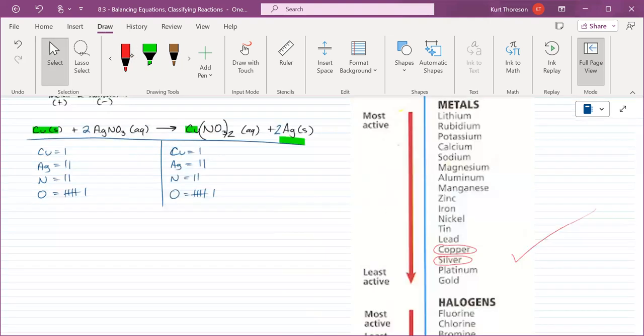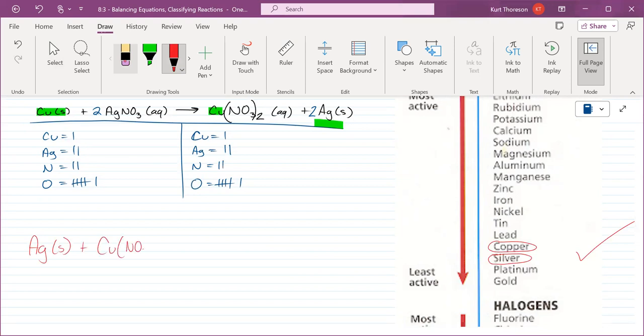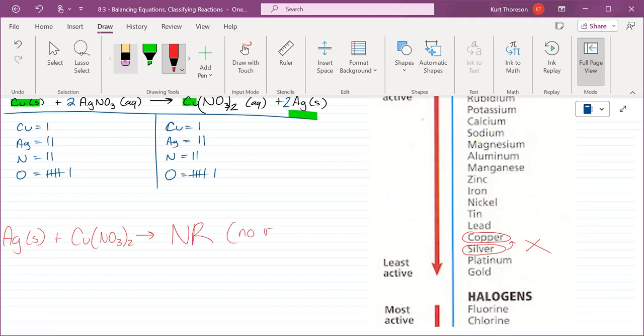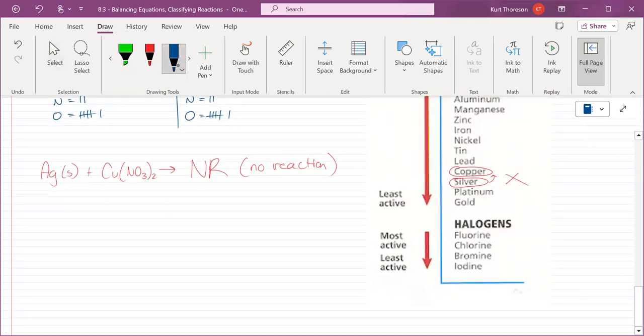But what if I had this reaction instead? Look at this. I have silver all by itself. I have copper nitrate. Is silver able to replace copper? Well, if I look at my list, silver is below copper, so that won't work. And so you will write NR for no reaction. Okay? So there's a few examples I like to do here. Let's hash them out. Example number 1.